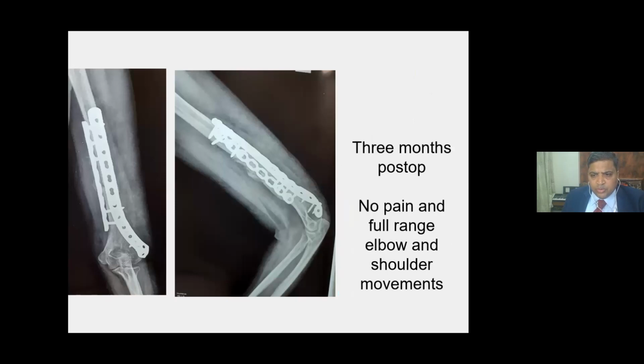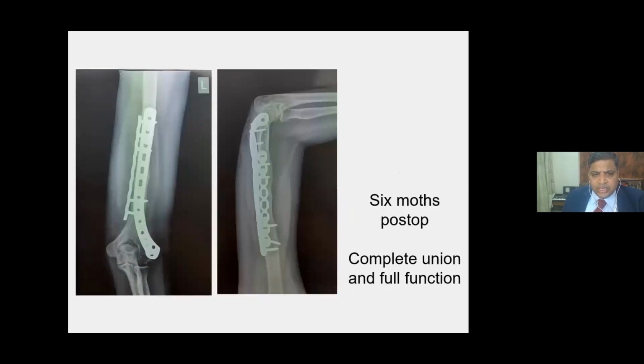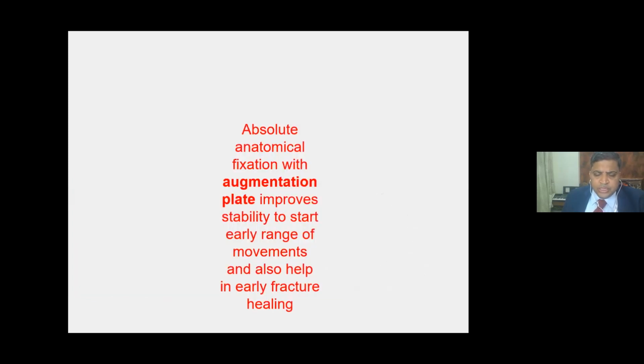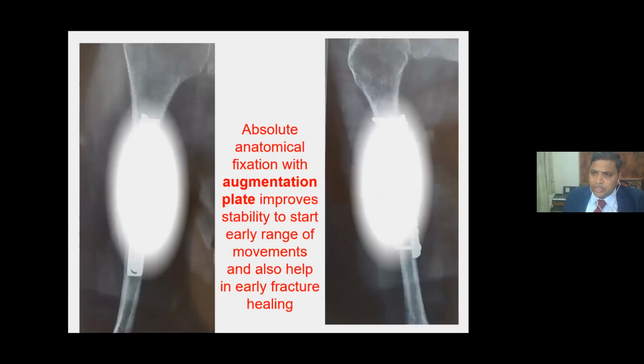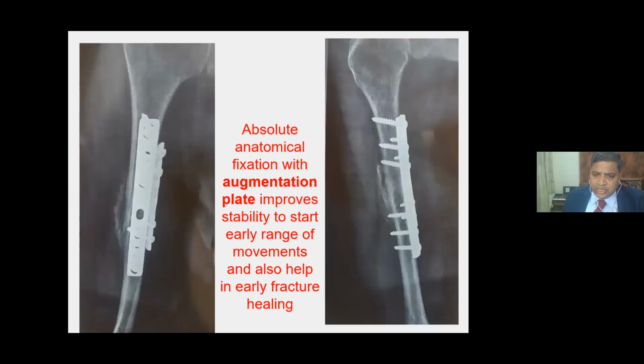Further, at 3 months follow-up, no painful range of movement. The fracture has started uniting. At 6 months, the fracture has united completely with a good union and full function. So I must say that this augmentation plate along with an absolute anatomical fixation certainly improves the stability of your construct, and you can start early range of movements and also help in early fracture healing.